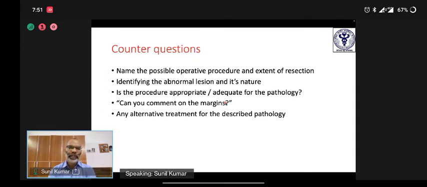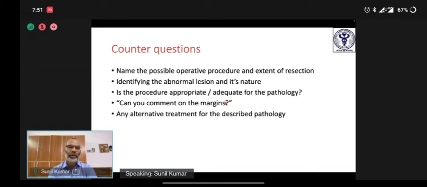Then comes the question: what do you think, are the margins adequate or not? Because they want to know whether you are aware how much margin is required for this kind of pathology and for this procedure. So they will ask you a broad question, can you comment on margins? Then you have to answer whether they are adequate or not. Yes, it's a shrunken specimen, but grossly it should be normal. That is something expected from you.